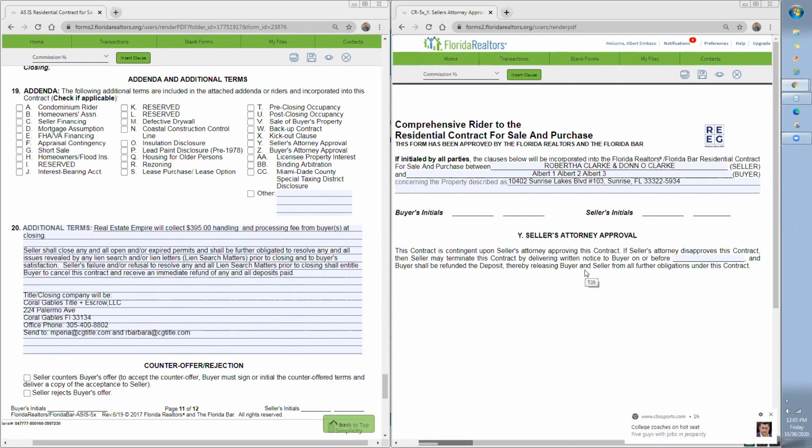And if they decide it's not worth it, I don't accept, at that point, we need to go back to the buyer and say, hey, seller did not approve, or seller's attorney didn't approve.